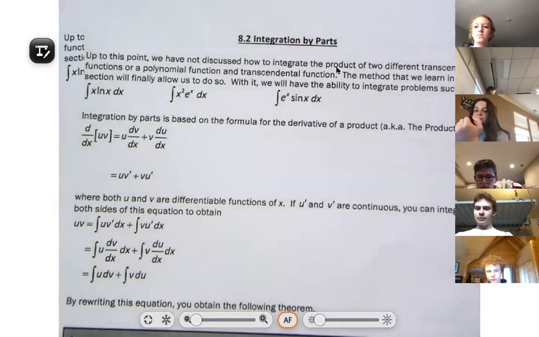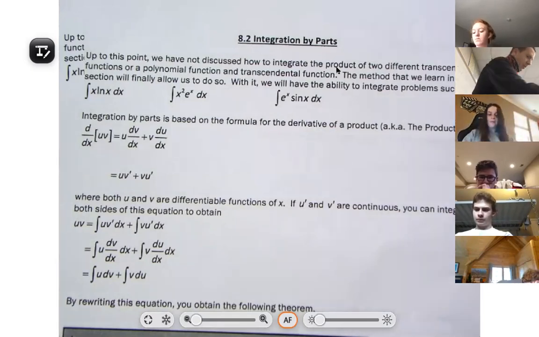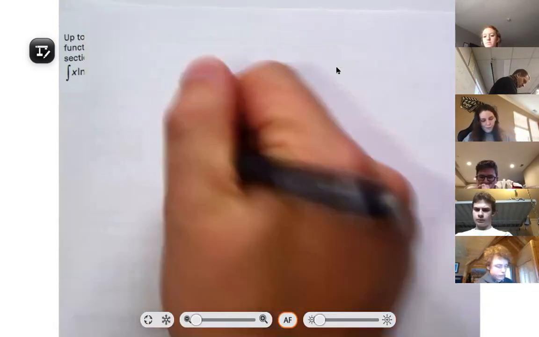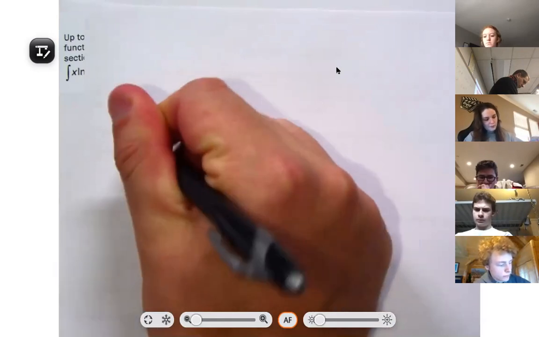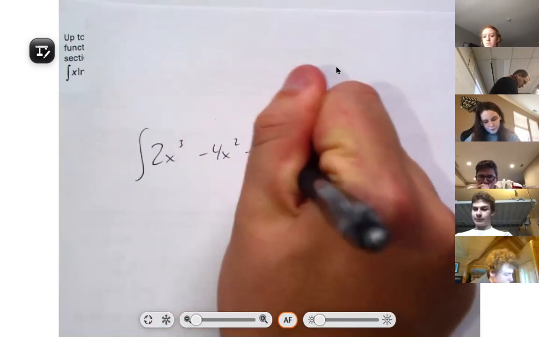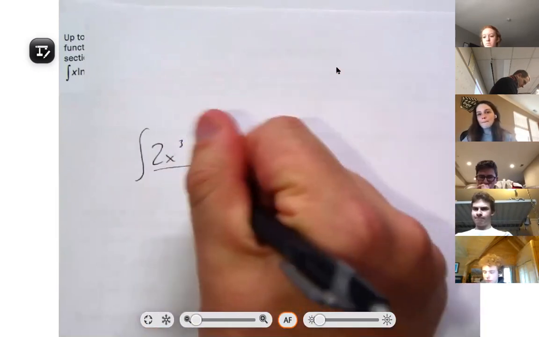All right, so your question was on the last one. What number was that? It was 15. I can tell you the problem right now if you want. Sure. It's integrate 2x cubed minus 4x squared minus 15x plus 5 on top, and that is over x squared minus 2x minus 8.